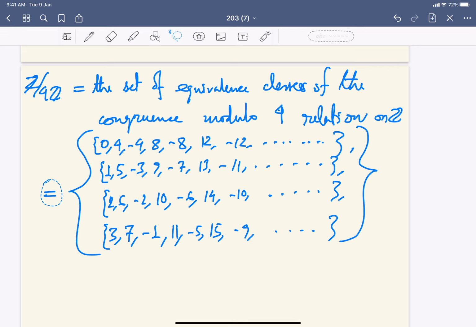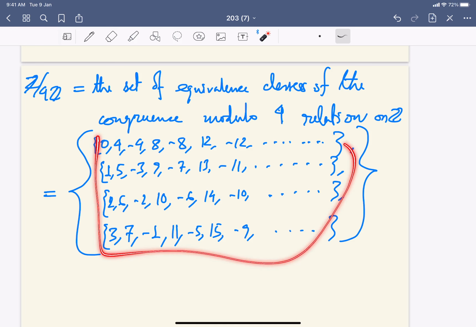Okay, great. So this is Z mod 4Z, right? I hope this makes you somewhat familiar with what we are doing. Do remember that Z mod 4Z is a set. Just don't write these elements alone; this set has to be put within curly brackets.